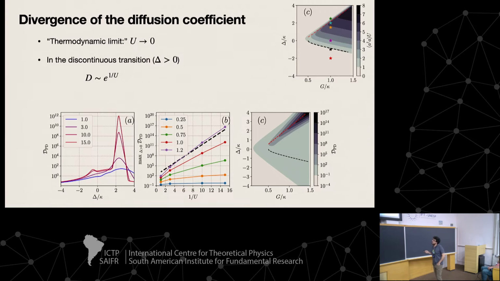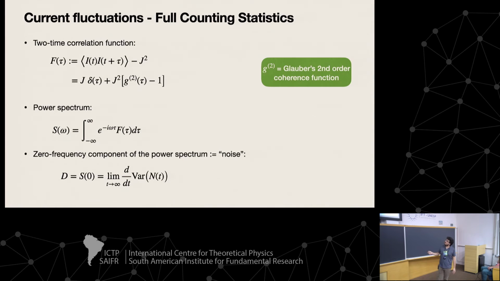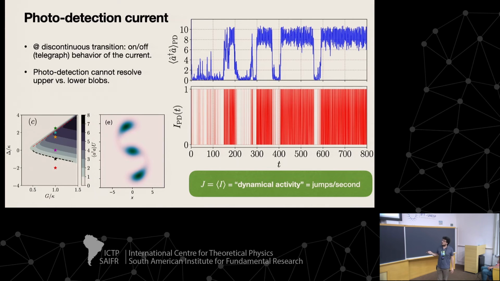So this can actually be understood. There have been a couple of papers, including one with me and Fiori, that I mentioned in the beginning, showing that the noise, this diffusion coefficient, always diverges exponentially in a first-order phase transition. This is a consequence of the fact that the tunneling times between the different blobs diverge exponentially.